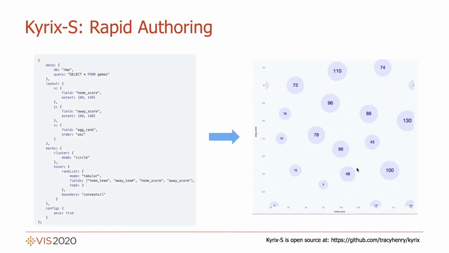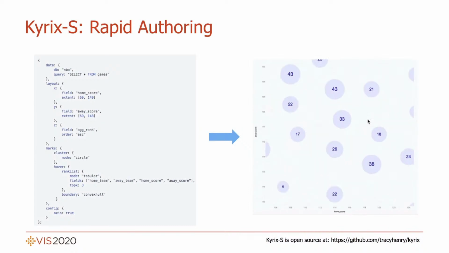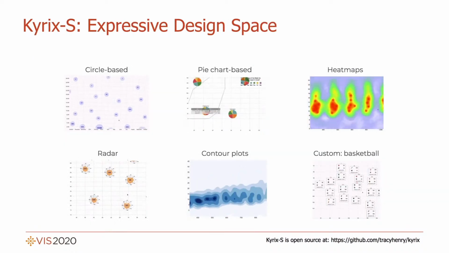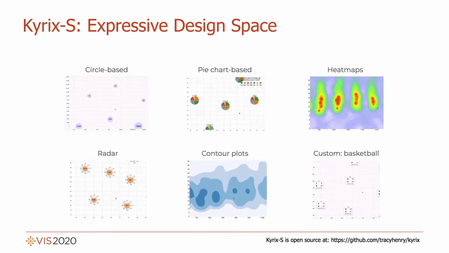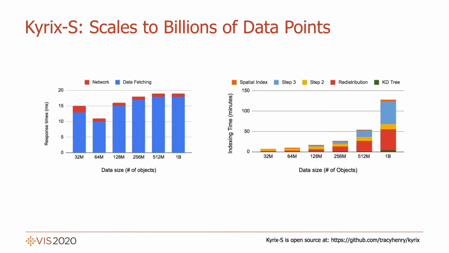Carex S is an authoring system which enables rapid creation of zooming-based scatter plot-like visualizations in just tens of lines of JSON. We contribute a declarative grammar for such visualizations, which captures a large design space. By working with multi-node database spatial indexes, CarxS enables interactive browsing of billions of data points.